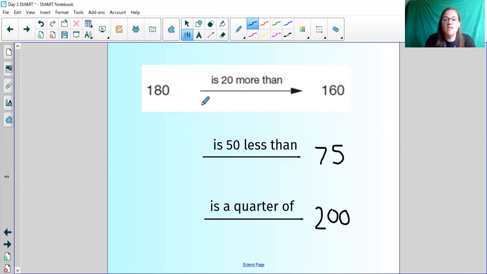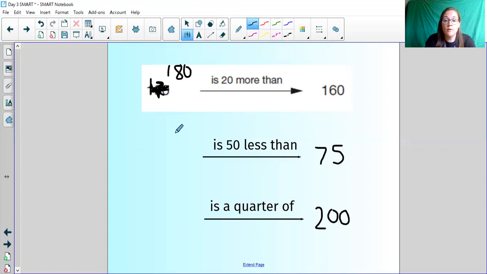The first one, it's done for you. 180 is 20 more than 160. So this number here is 20 more than this number here, okay? If that wasn't there, and we had to find it, this number here is 20 more than this number here. So whatever's here has got to be 20 more than this number. 20 more than 160 is 180.